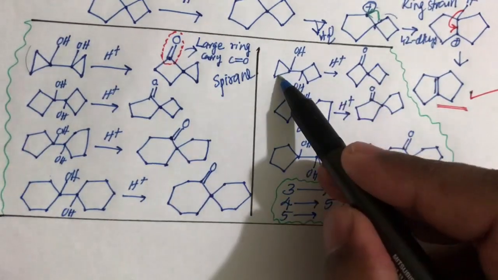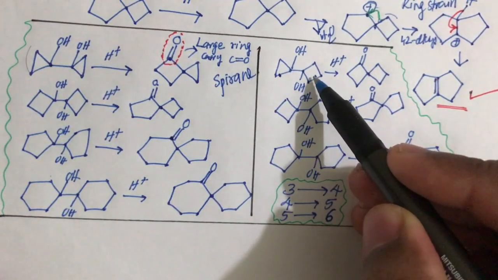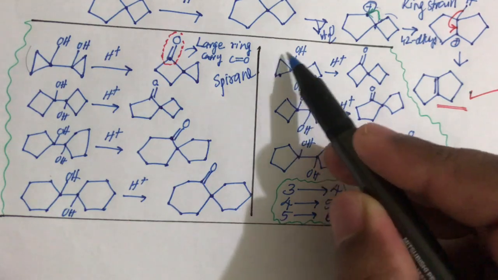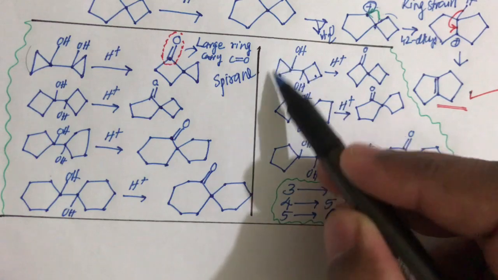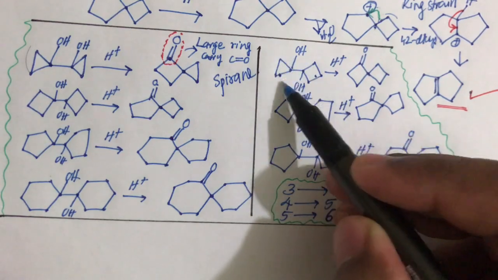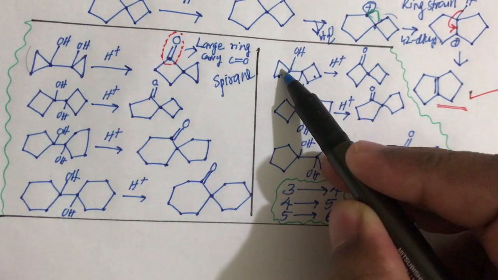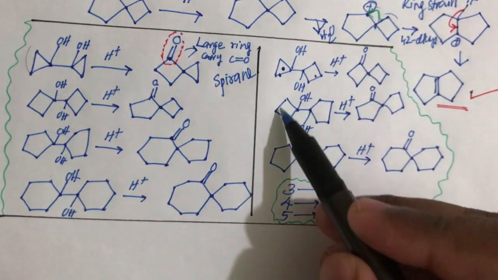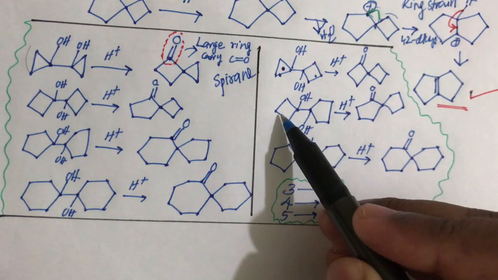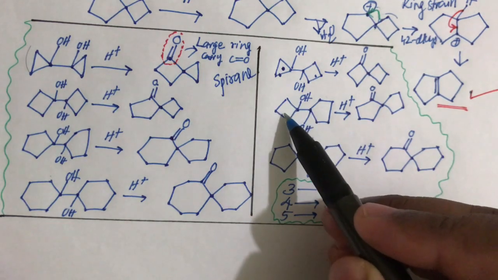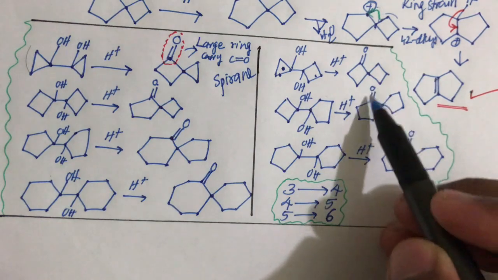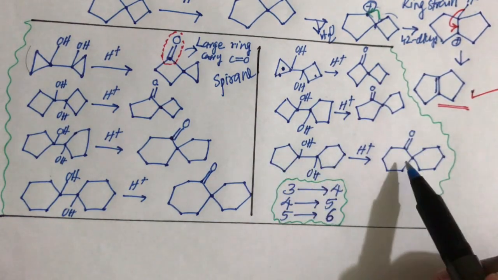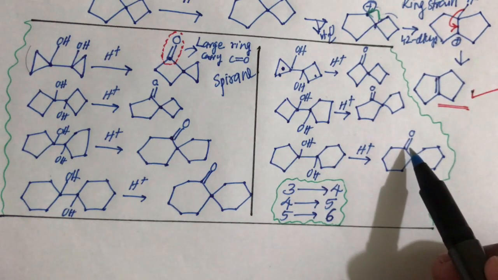If you have asymmetric rings, 3 and 4, what will happen? Interestingly, ring expansion takes place at the small ring, that is the 3-membered ring. So the 3-membered ring gets converted to a 4-membered ring, and the second position has a keto functional group. With 4 and 5, clearly ring strain is more in the 4-membered ring, so it gets converted to a 5-membered ring, and the second position has a keto functional group. With 6 and 5, clearly the 5 gets converted to 6, and the second position has a keto functional group.